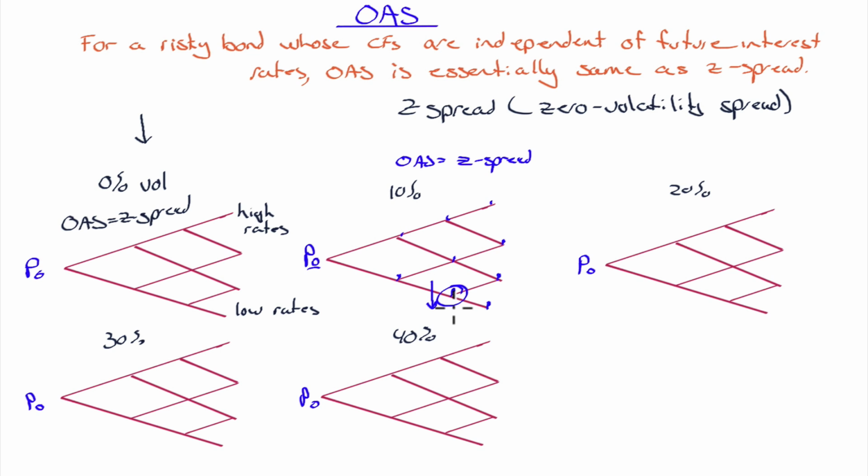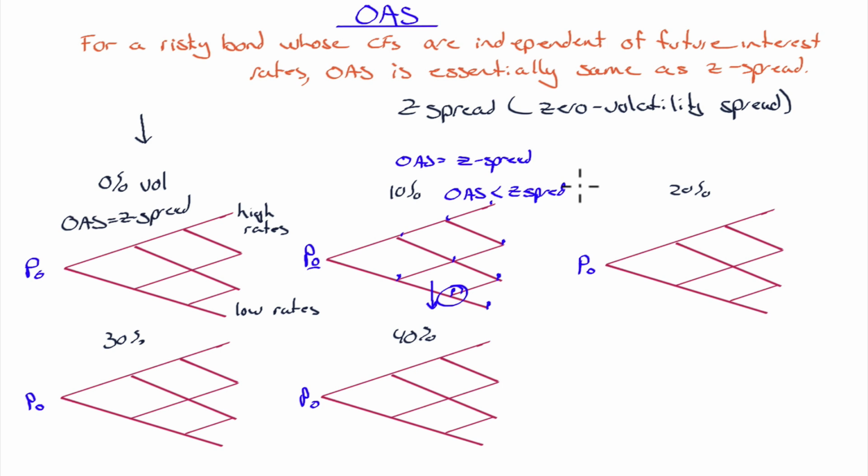Mind you, it's only at one node, but it's still a lower cash flow. So since the spread is a constant spread across all nodes, and since we have to discount a lower cash flow now because of this volatility, we can do it with a lower rate. We don't need the big rates to discount this cash flow. Suddenly the rate we need, that constant spread we need, just dropped. So the OAS is now less than what a Z spread would be.